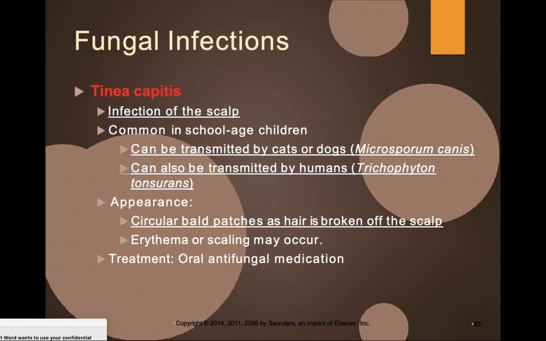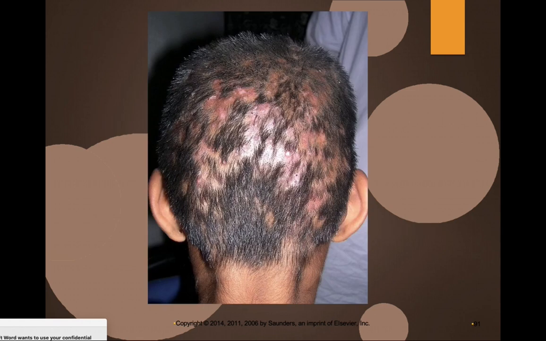Tinea capitis. This is a fungal infection that targets the scalp, common in young school-aged kids, and it can be transmitted by animals, especially cats or dogs, through Microsporum canis, and it can be transmitted by humans, Trichophyton tonsurans. Now, the appearance is that you'll start to see in kids these circular bald patches as the hair is broken off the scalp. So it's typically a sign of this fungal infection called tinea capitis. And the treatment is going to be oral antifungal medications, and this is what it typically looks like.